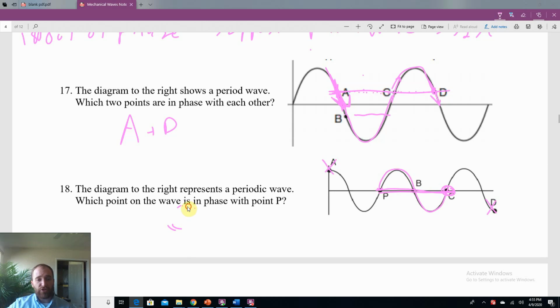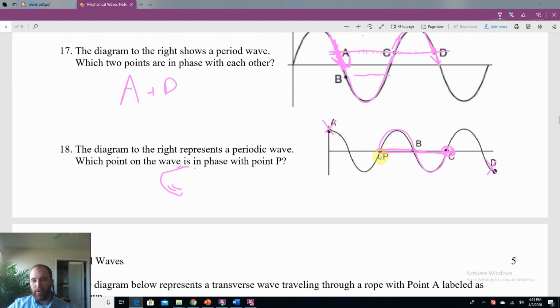B is actually 180 degrees out of phase. It's on the opposite part of the wave. Because you see how point P is on that equilibrium line going up, and then point B is on the equilibrium line going down. That's a different part of the wave, so that wouldn't work. The answer to this one is C.